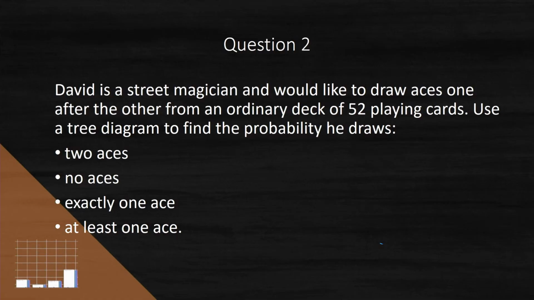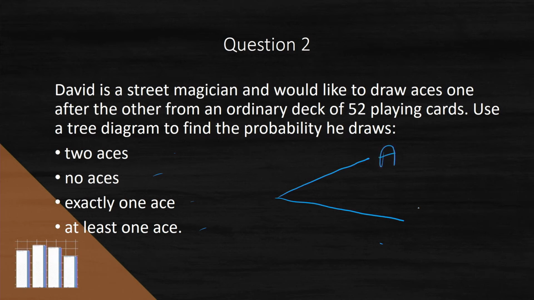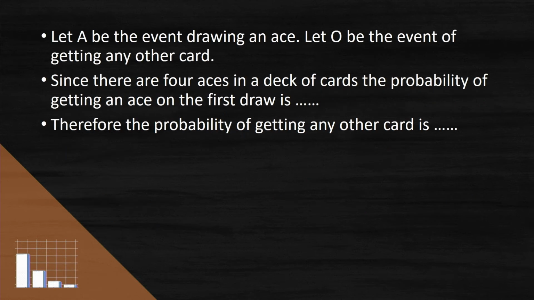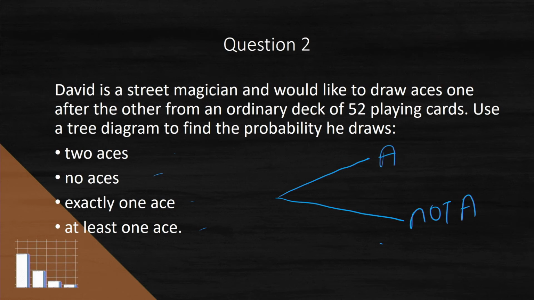So in this question, we are told that David is a street magician and he would like to draw aces one after the other from a deck of 52 playing cards. We are asked to draw a tree diagram to find the probability of various possibilities of drawing aces. Now remember, in a tree diagram, we have branches or arms as we call them, and we represent our outcomes on the tree diagram, and we represent the probabilities along the arms of the tree diagram.